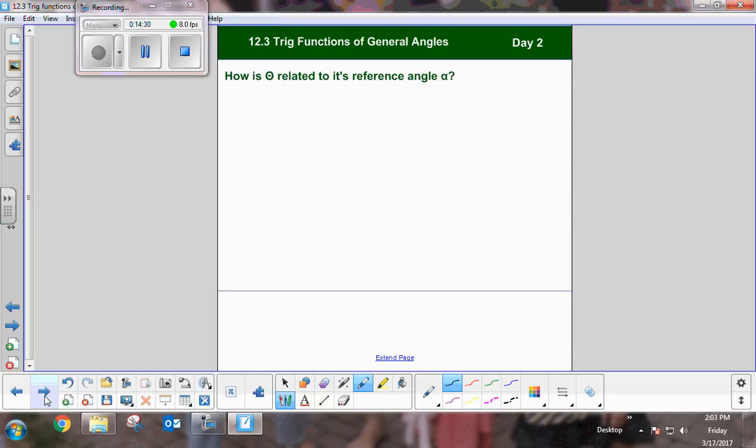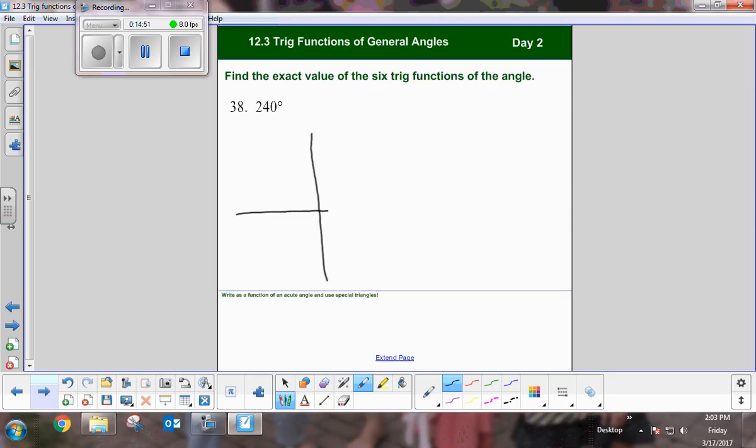Okay, find the exact value of the 6 trig functions of the angle. And this goes back to, we're going to use a few things here. We're going to use our idea of a reference angle, and all students take calculus. So the first thing that you do is you draw your terminal side.